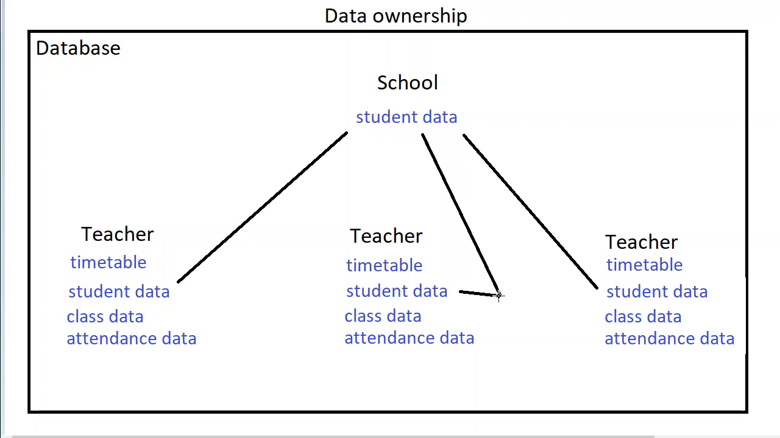So one set of data is then copied, so these are copies of the central school list, but it's a subset. It only has the students that are needed for that teacher, so only the students that are in the classes that are in the teacher's timetable and are needed for that attendance data.